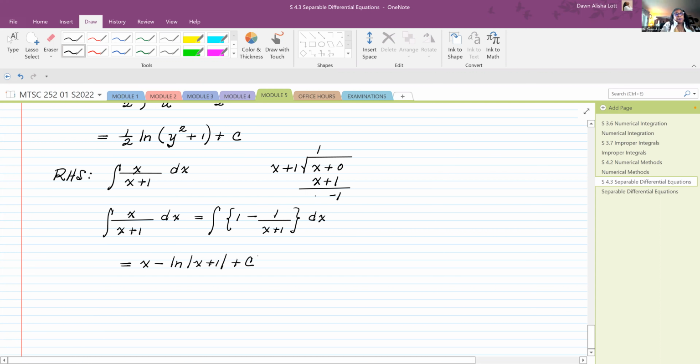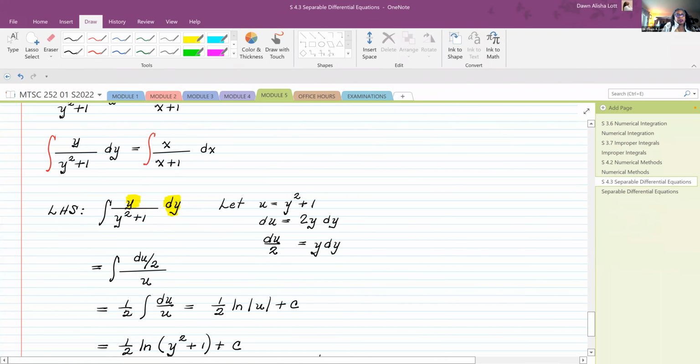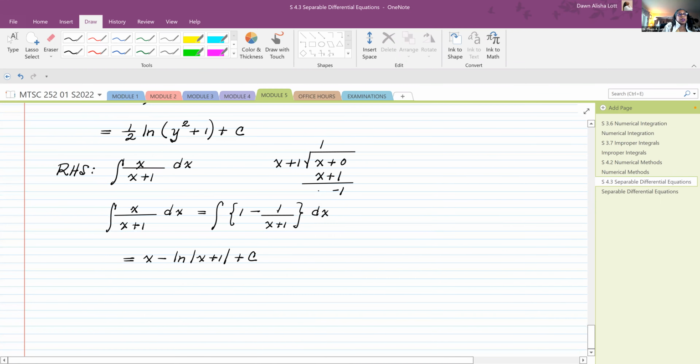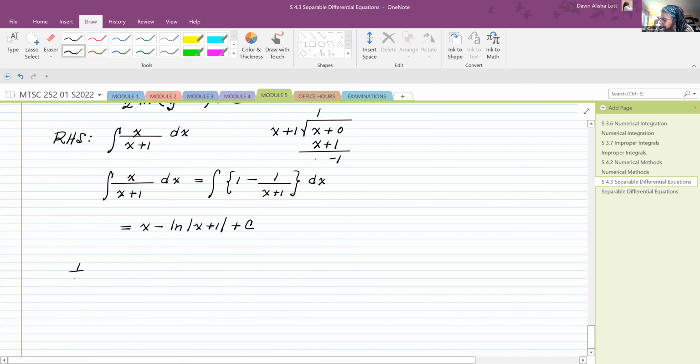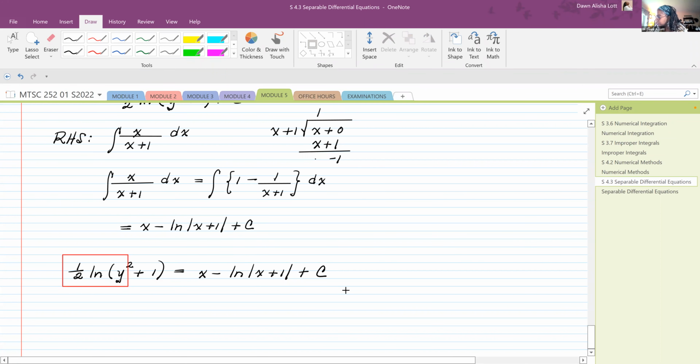plus a constant. Okay, so I now have my left-hand side solution, which is 1/2 the log of y squared plus 1. So I get 1/2 the natural log of y squared plus 1 has to equal the right-hand side, x minus the natural log of the absolute value of x plus 1. And remember, we put the constant on one side and we are done. We have a general solution. Okay, any questions?